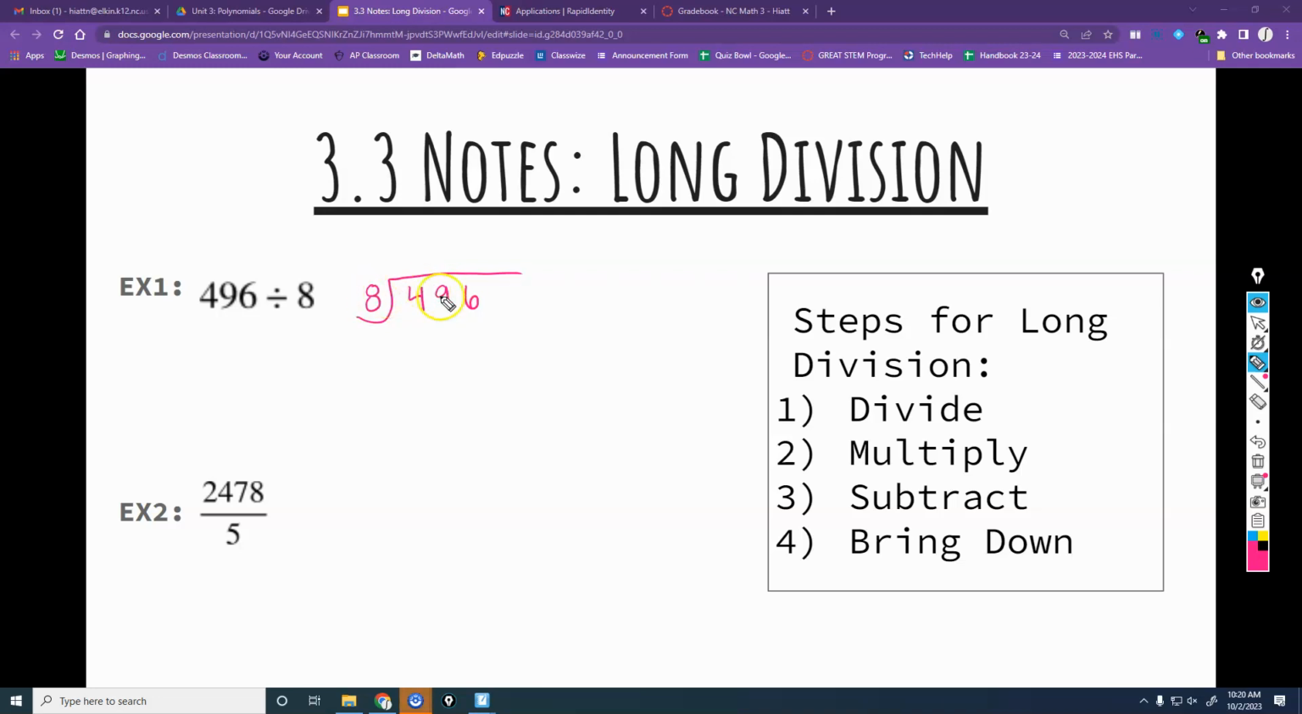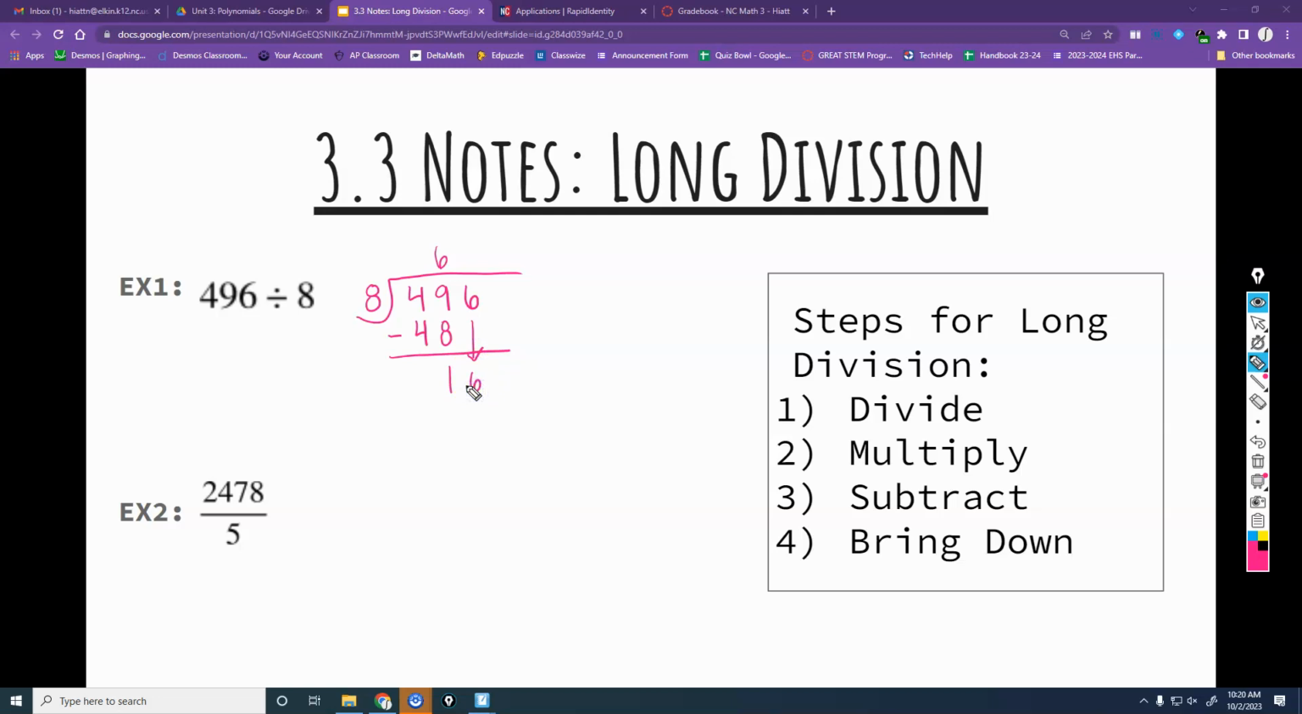Then you have to do 8 into 48. That'll go 6 times. 6 times 8 is 48. So divide, multiply, then you're going to subtract that number. That'll give you 1, and then you bring down the 6.